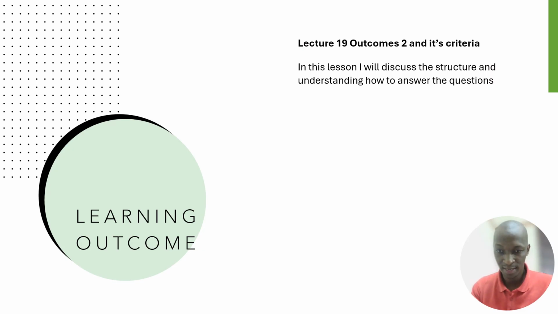So in lecture 19, we look at outcomes 2 and its criteria. What I'd like to discuss with you is the structure, and also to make you understand how to answer the questions.